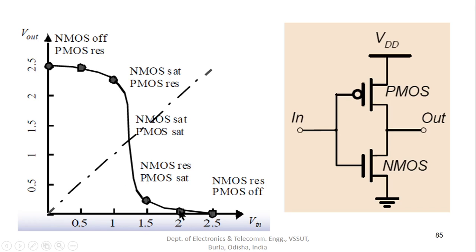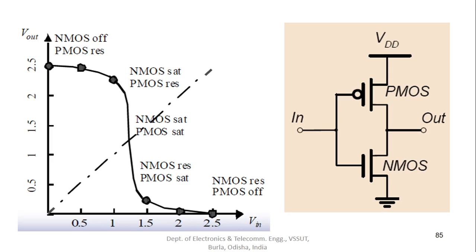And there are various regions. Here, NMOS is off, PMOS is in resistive or linear region. At this point NMOS is in saturation and PMOS is in linear or resistive region, and we know that at the inverter threshold voltage, both devices are in saturation. Then as we move forward, NMOS goes into resistive or linear region and PMOS remains in saturation, and then it ends like this: NMOS in linear region and PMOS in off mode, or cutoff region.